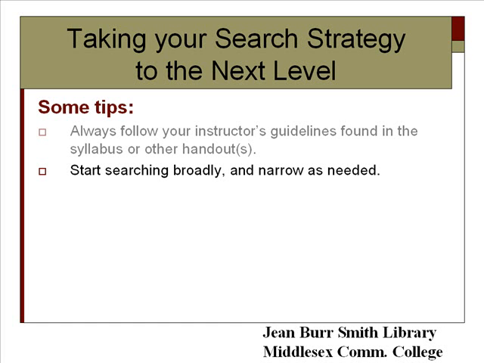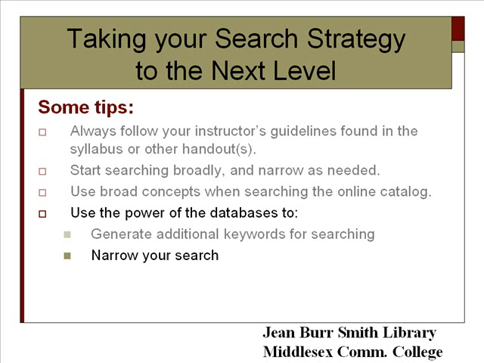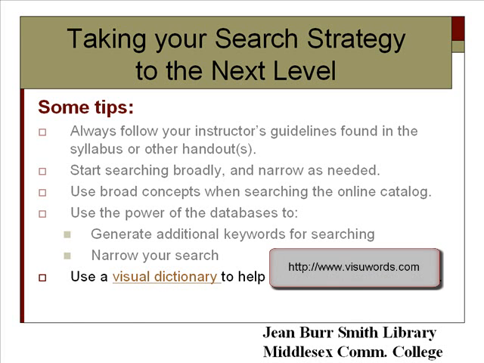Start searching broadly, especially when searching for books in the online catalog. In library databases, start broadly and use the power of the database in limiting your search for you, as well as further narrowing down your search by suggested subjects. You'll find out more about this in the module, Finding What You Need. To help in brainstorming keywords at the beginning of the research process, use a visual dictionary, such as visuwords.com, found on the internet.